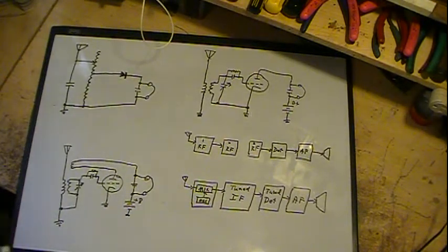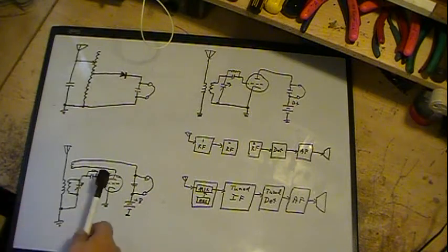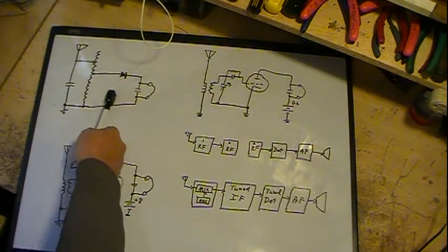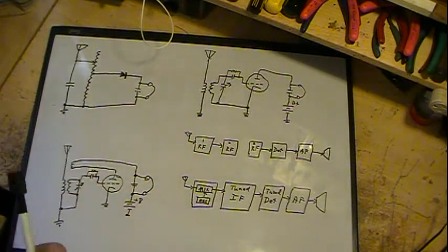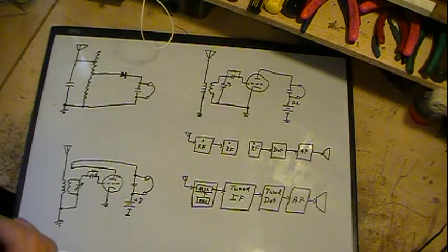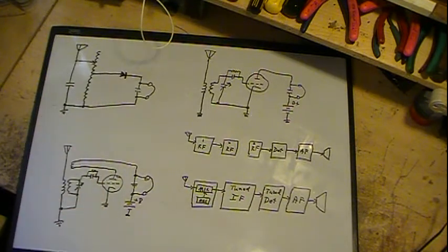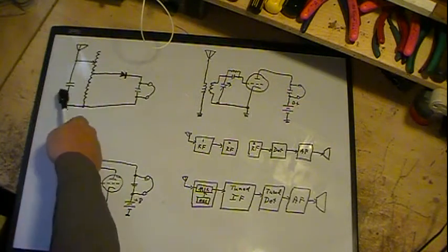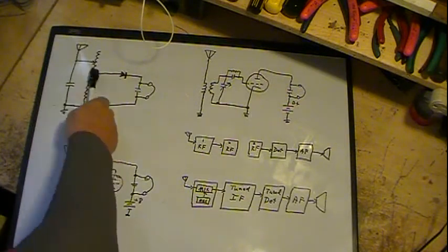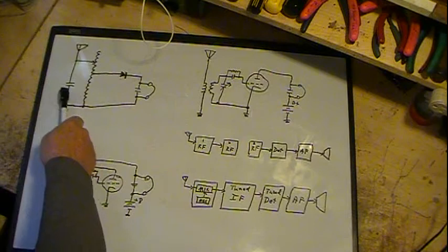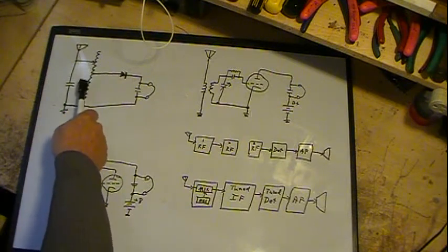We start out, in the very early days, with this circuit here. This is just your basic crystal radio circuit. A lot of kids build these. Back in the day, this was the main radio. And basically all you've got is a basic tank circuit, capacitor and coil.